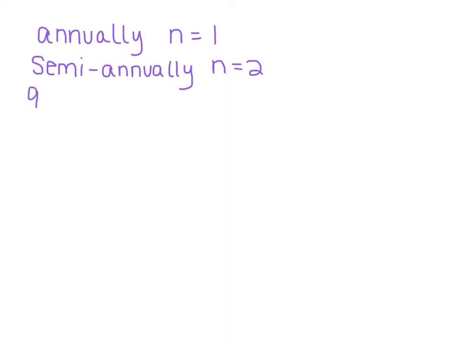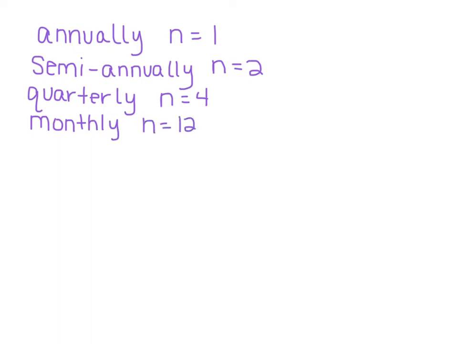The next one you'll see is quarterly. That's 4 times a year. You might see, let's see what would come next, I guess monthly. Well, if you're compounding once a month, that's 12 times a year. This one doesn't come up as often, but you may also see daily. And that's 365 times a year. I think that's all of them that you're going to run into.